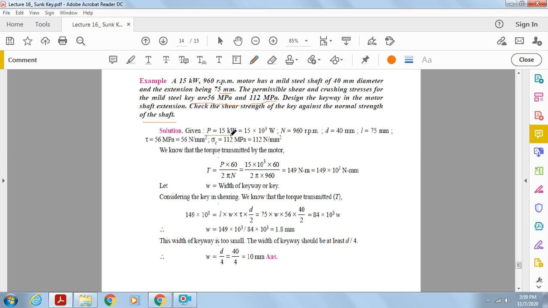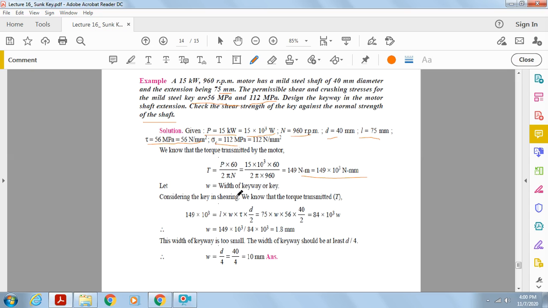So given data, power is given 15 kilowatt, that means 15 into 1000 watt. RPM given 960 RPM. D, that is the shaft diameter, 40 millimeter. Length is given 75 millimeter. Tau, the shear stress, is given 56 MPa. Sigma C, that is the crushing stress, is given 112 MPa. Now we know that torque equals power divided by angular velocity, so power divided by 2 N pi by 60. From this relation we get the value of the torque T.